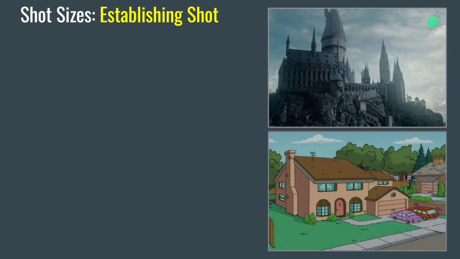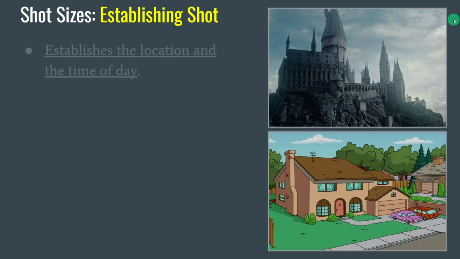The first type covered in the video is the establishing shot, and what the establishing shot is concerned about is establishing the location and the time of day. These are usually wide shots. They just show off buildings or landmarks. This is crucial to showing the audience where we are.